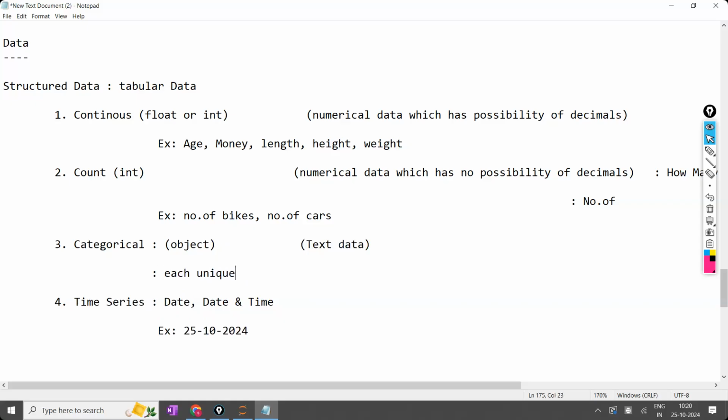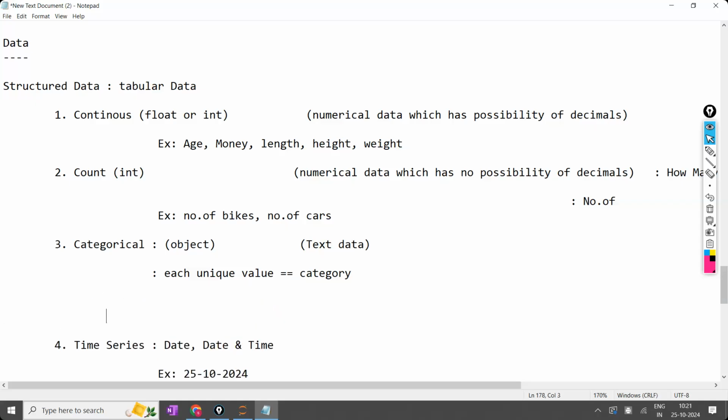How many unique values are there? Each unique value is called a category. One unique value is called one category. How many unique values are there? That many categories are there.